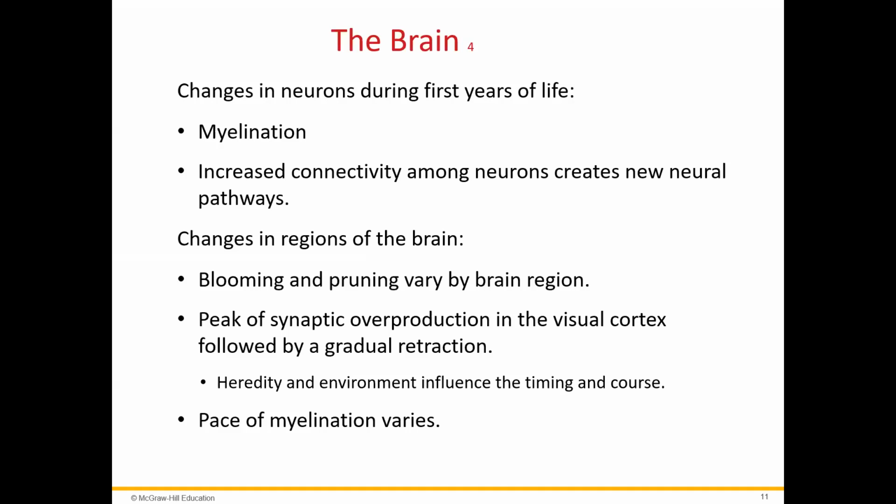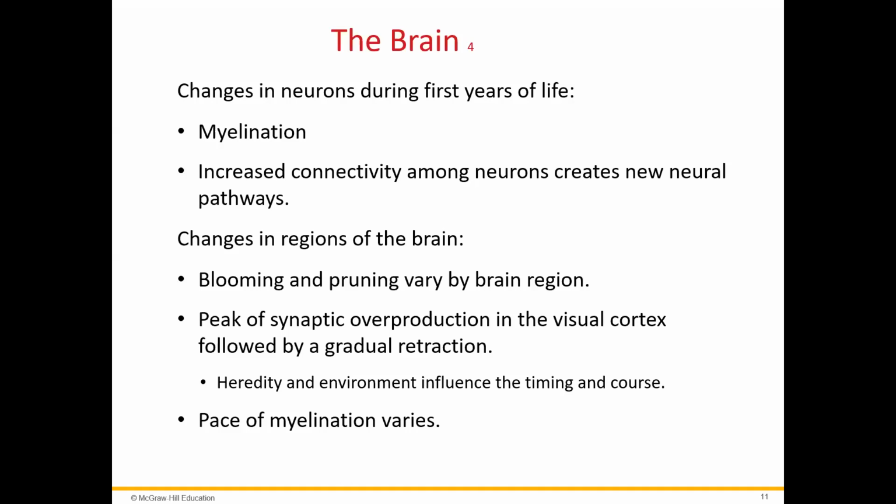Increased connectivity among neurons creates new neural pathways. We call this process synaptogenesis, the formation of new synapses. Synaptogenesis, one long word. And so that's increasing connections between neurons. So a connection is wherever there's a synapse, we call that a connection, even though they're not technically touching, because that's where communication happens.